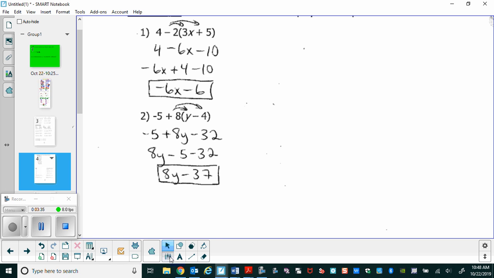And now we've got this negative 5 to combine with it. PEMDAS says that the adding and subtracting part comes last. So that's where I'm getting my negative 37 for the constant. And the 8y was from right here when I distributed.